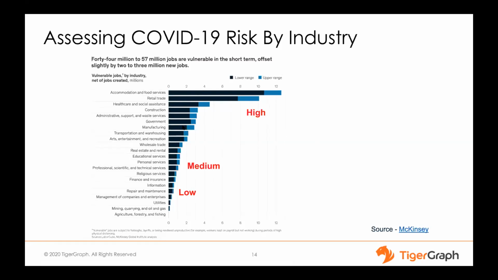So these are the high-risk industries, things like accommodation, which is hotels, food services, retail trade, construction businesses, government businesses, manufacturing businesses, and so on and so forth. Those are high-risk businesses. Then in the medium-risk businesses, you get to more along the lines of wholesale trade and educational services. They are going to be affected, but not as much. And of course, the lower ones are the essential ones, like utilities, gas. You still need those. Agriculture, forestry, fishing. Some of these are mandated through government regulations, and therefore they don't get affected as much through COVID-19 risk.